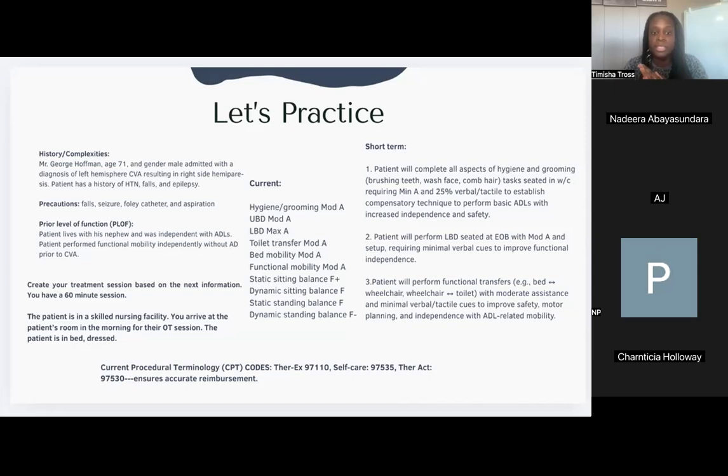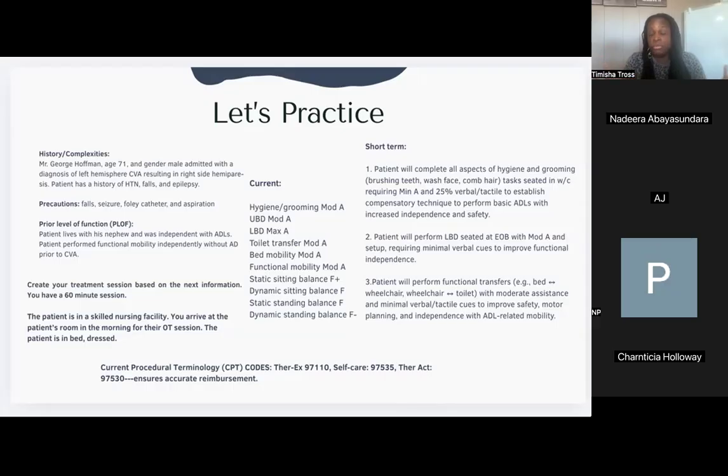The patient is in a skilled nursing facility. You arrive at the room in the morning for their OT session. The patient is dressed and in bed. Okay. So I'm going to go quiet, and if you have any questions, it's time to ask. But I want you to think of what therapy session you are going to run based off of this information.